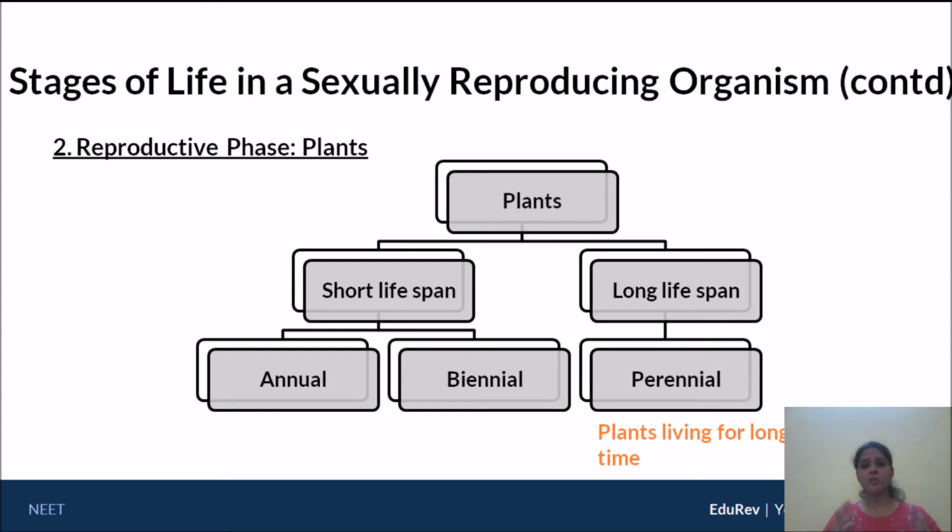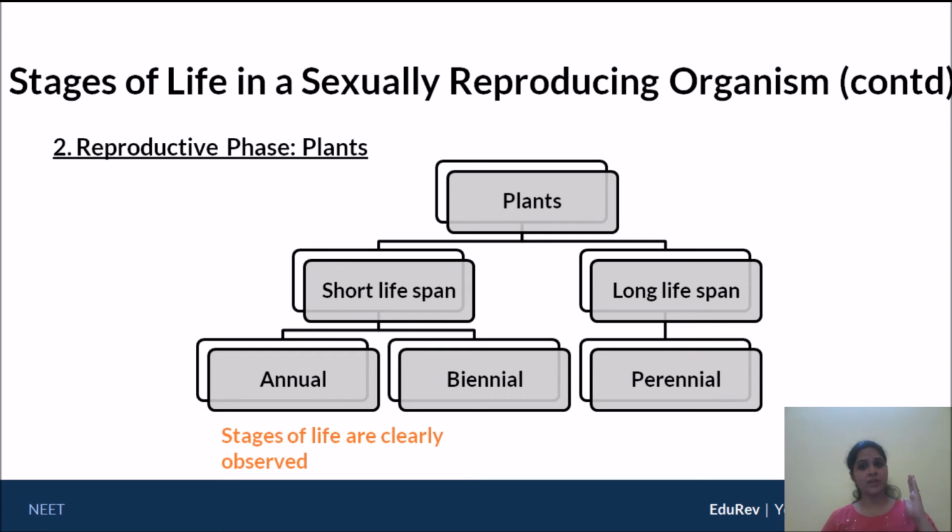Now, the question here is, why have we taken these lifespans of plants? We want to understand whether the transition from juvenile to reproductive and senescence can be observed in all of them very clearly. For example, since plants like annuals and biennials grow within one or two growing seasons, it's very easy to observe all the stages of life of the sexually reproducing plant. So that is juvenile, reproductive, as well as senescence. You can observe it in these two.